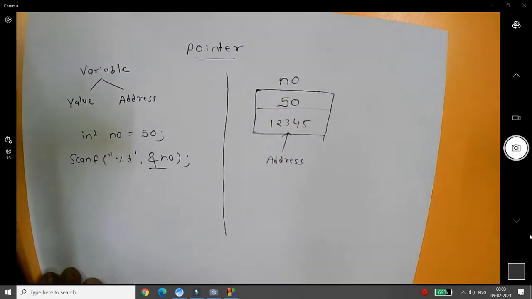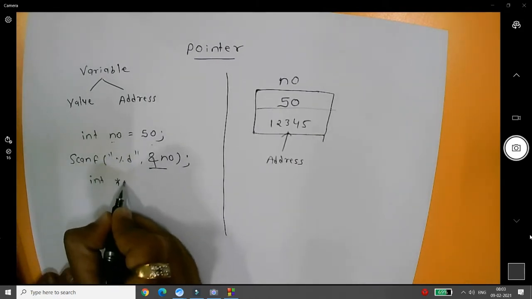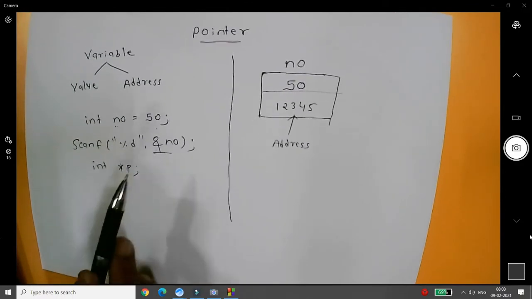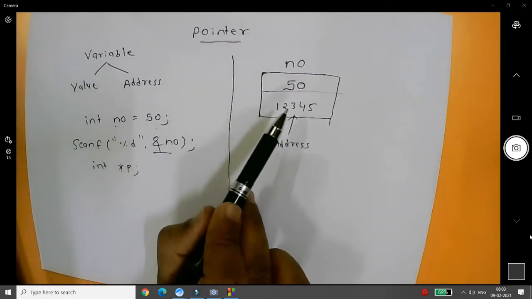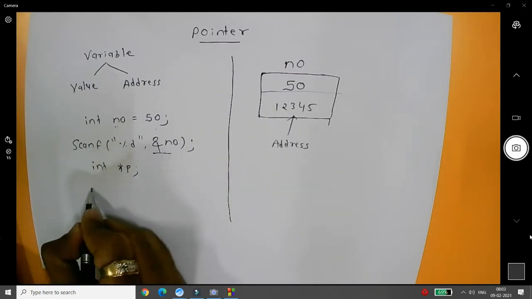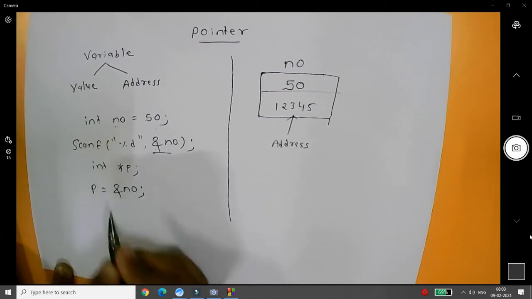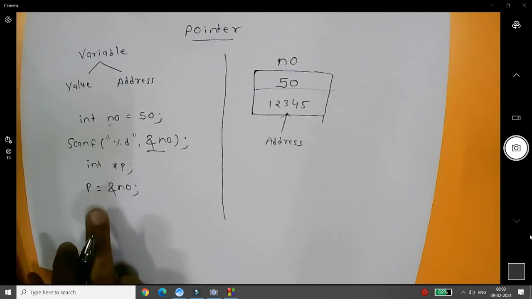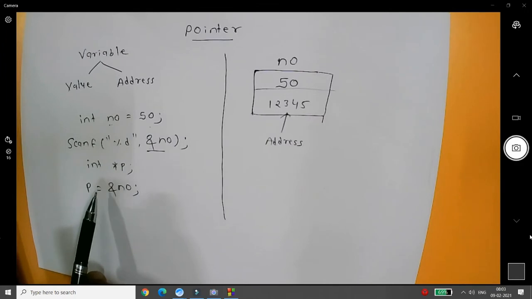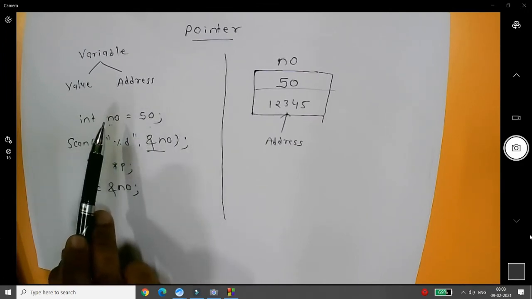Then what is the pointer doing? Here you can simply declare the variable int *p. Now you can store the address of this number. It means this 12345 you can store in the pointer variable. So you can simply write p = &number. Whenever you write p = &number, this address will be stored in the pointer variable as a value, like the 50 is stored in number.